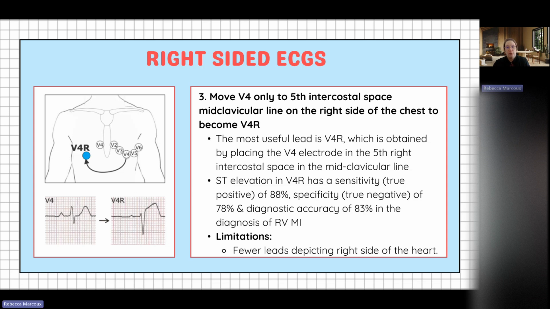So not a bad place to start, I will say. If clinical suspicion remains high, but V4R is negative, try doing a full set of right-sided leads and see what that finds. But overall, this is what I see the most, and it's not wrong. It has, again, quite a great diagnostic accuracy for one lead being moved, but does limit a little bit because we're missing the bigger picture and we're missing more views of the right ventricle.